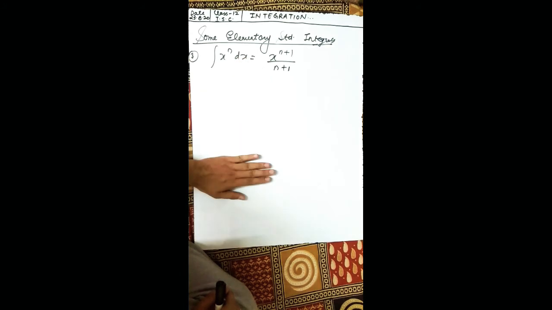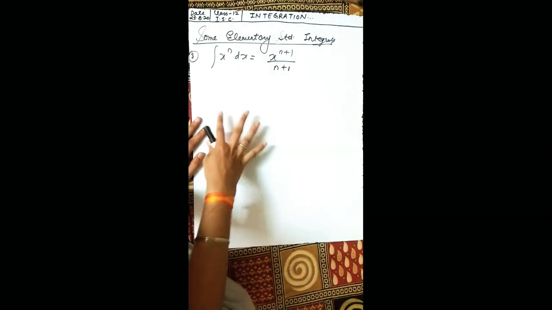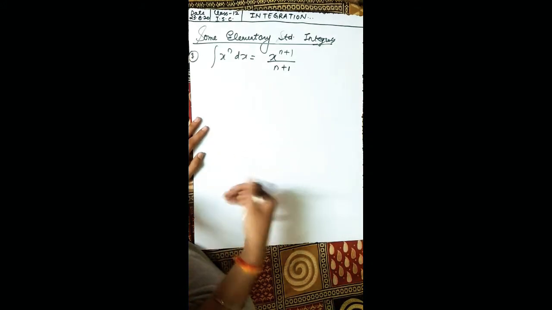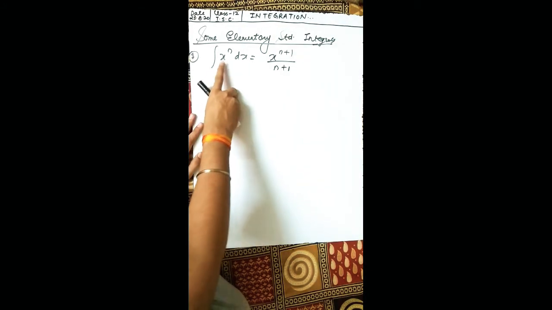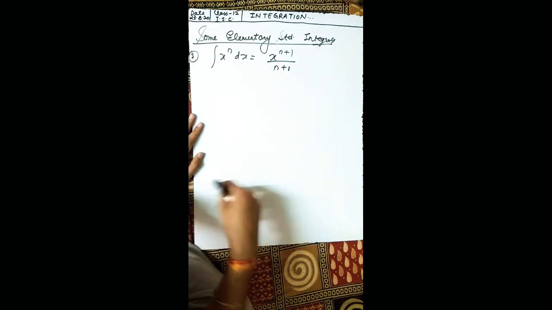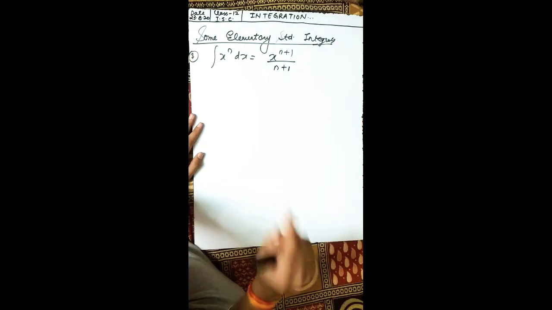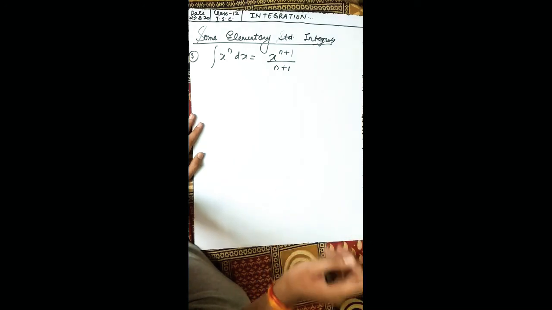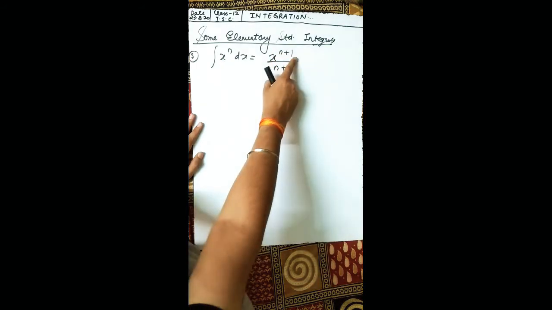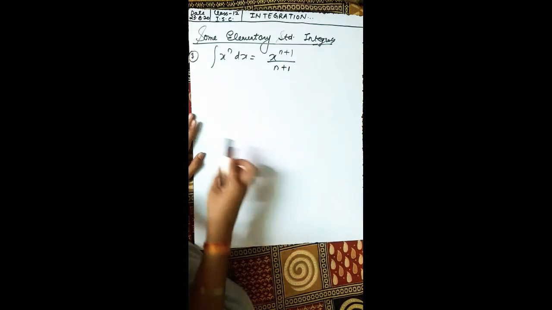Now let us see some elementary standard integrals. These are the formulas, as we have seen in the differentiation, no? We have seen the differentiation of some basic things like x to the power n, a to the power x, sin x, cos x. So the very first formula is the integration of x to the power n dx. We know in differentiation, the derivative of x to the power n is n x to the power n minus 1. So here the integration of x to the power n is x to the power n plus 1 upon n plus 1. Now what is the proof of it?